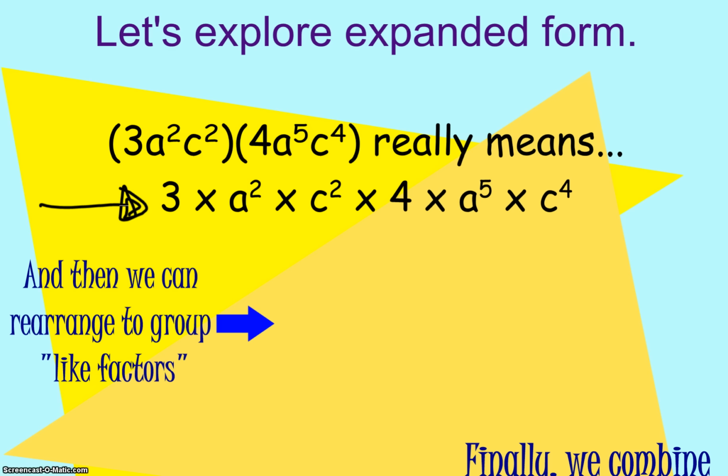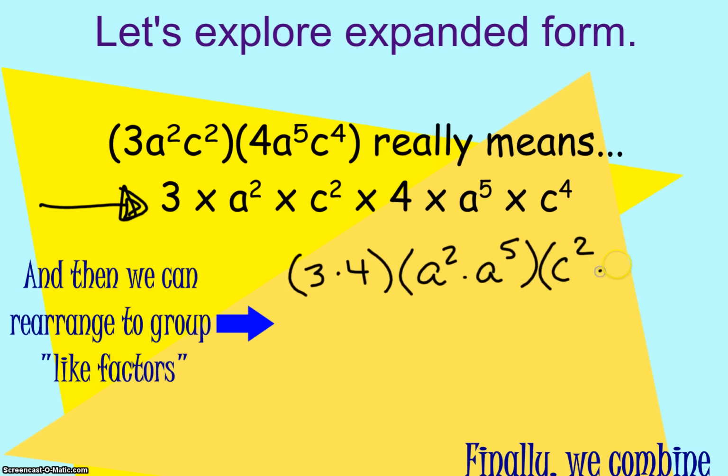And then we can rearrange to group like factors. So this is going to look like 3 times 4 times, I should put a dot here, not an X. Let's try this again. So it should be 3 times 4. Then we have a squared times a to the fifth. Then we have c squared times c to the fourth.